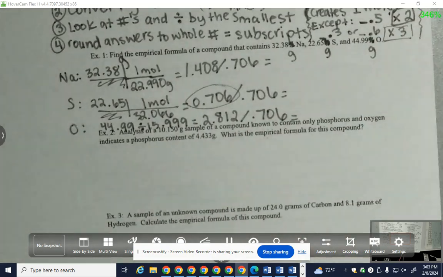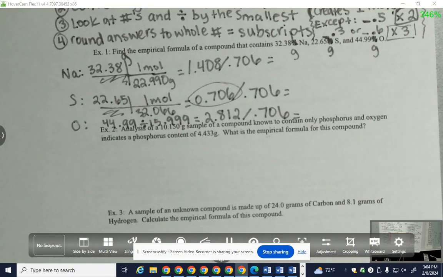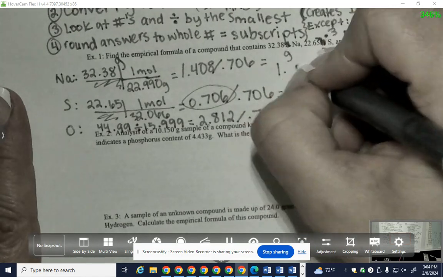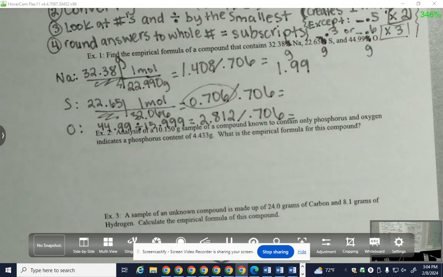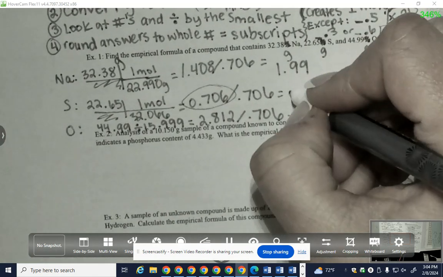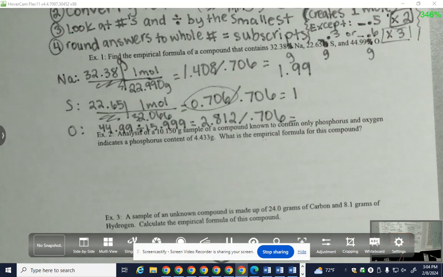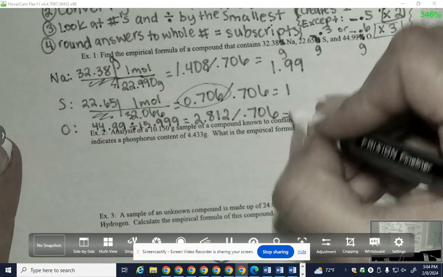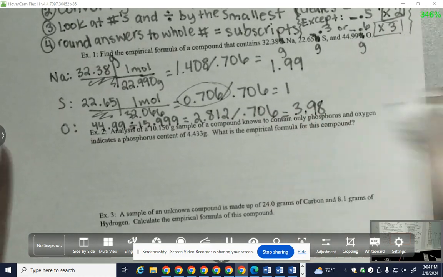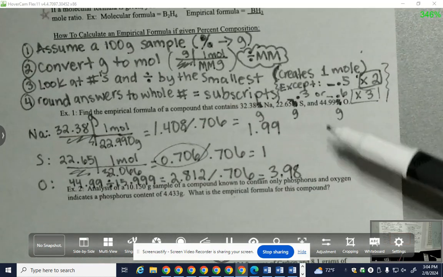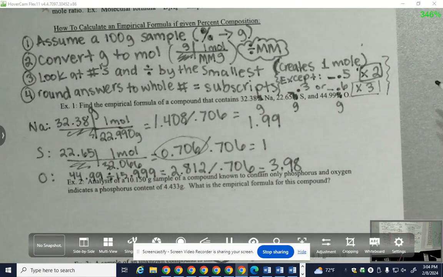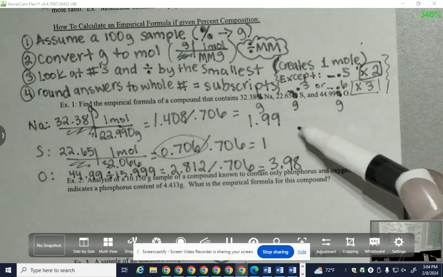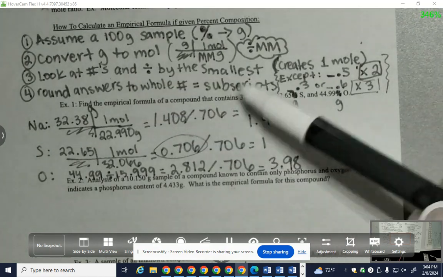So when I plug those in, I got 1.99. This one I've got 1. And then 2.812 divided by 0.706 gives me 3.98. All right. Last step says round. You're good? Okay. So last step is we're rounding our answers to whole numbers.